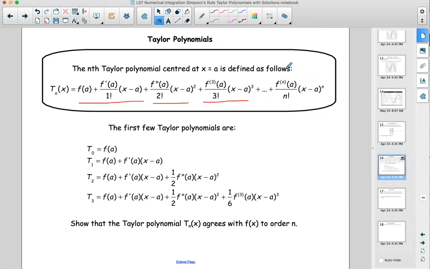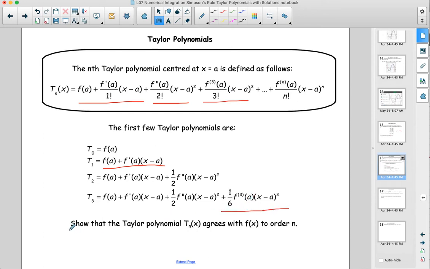all the way out to, because we want to agree out to order n, the nth derivative at a divided by n factorial times x minus a all to the power n. And so now I've mentioned already, we saw the first order Taylor polynomial. There's the second order Taylor polynomial. And if we simplify the third order Taylor polynomial, 3 factorial is 6, we will get out to here.